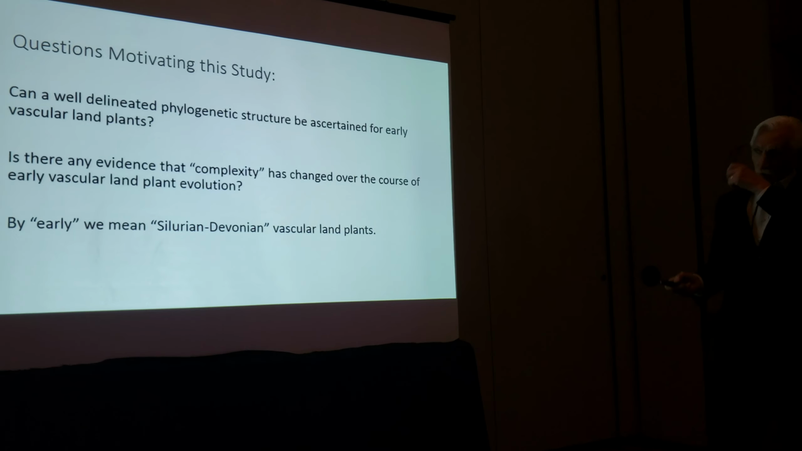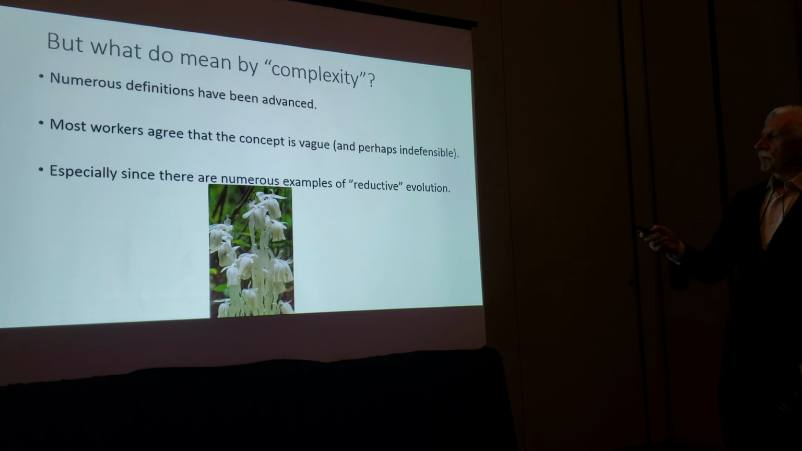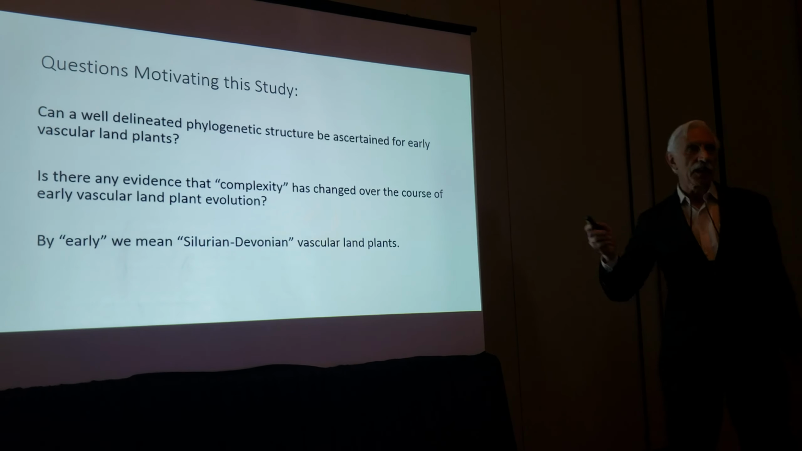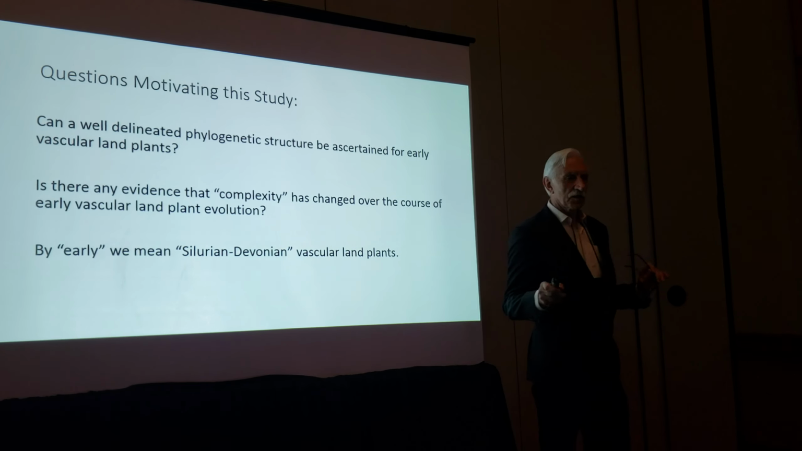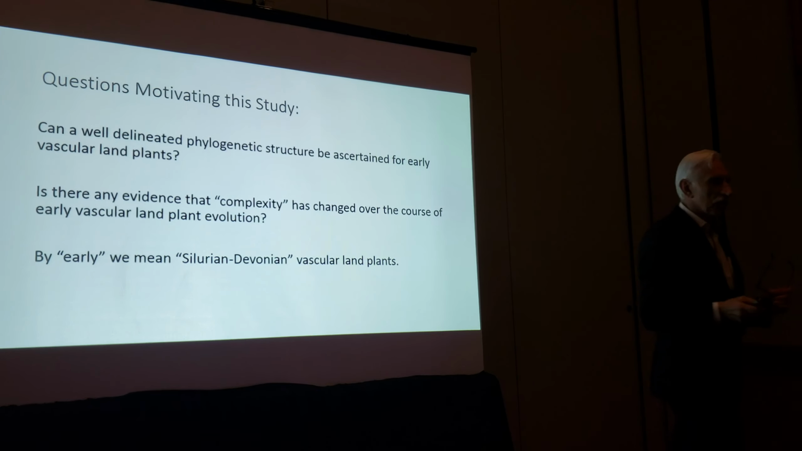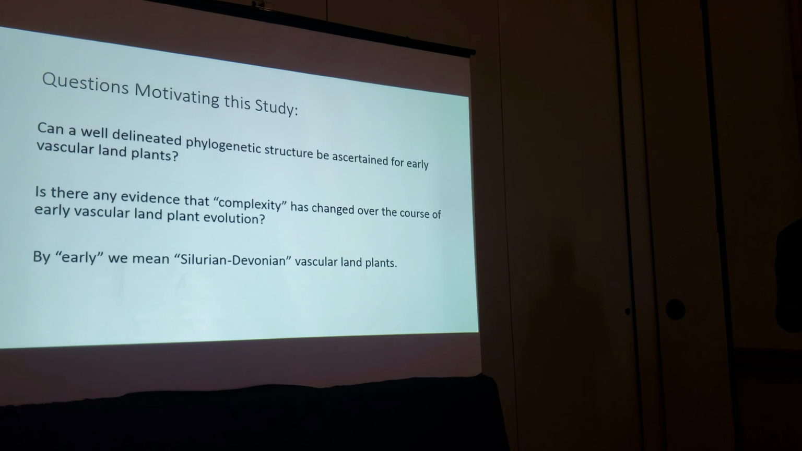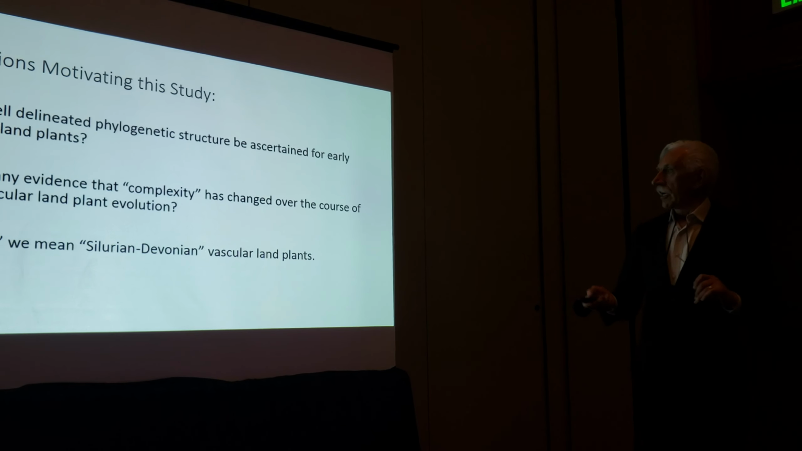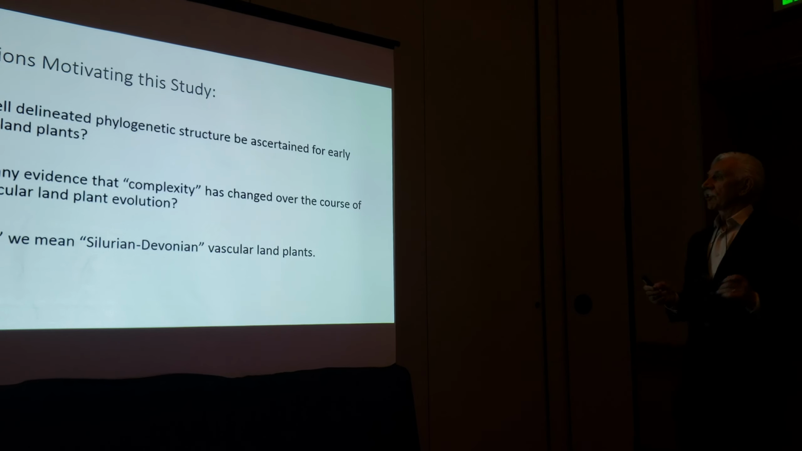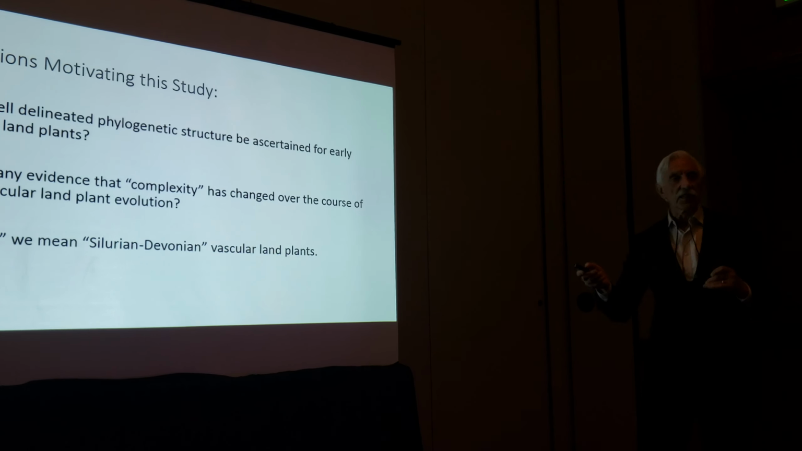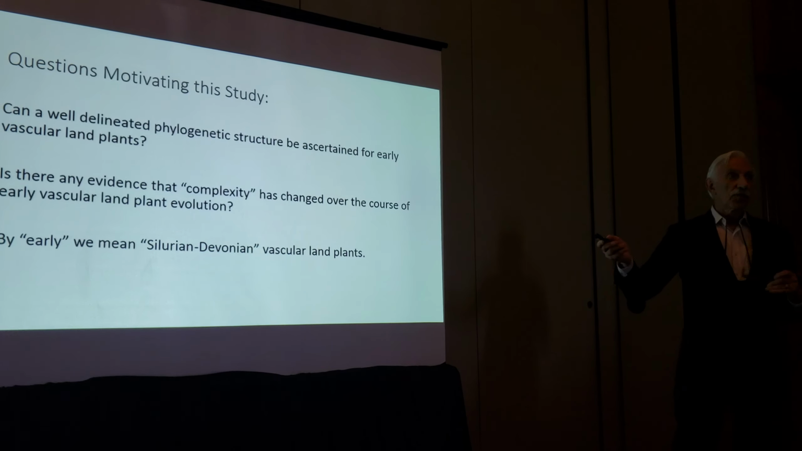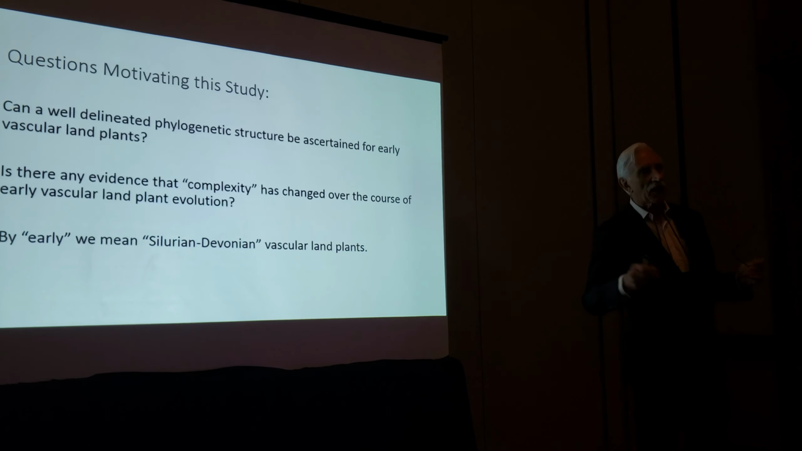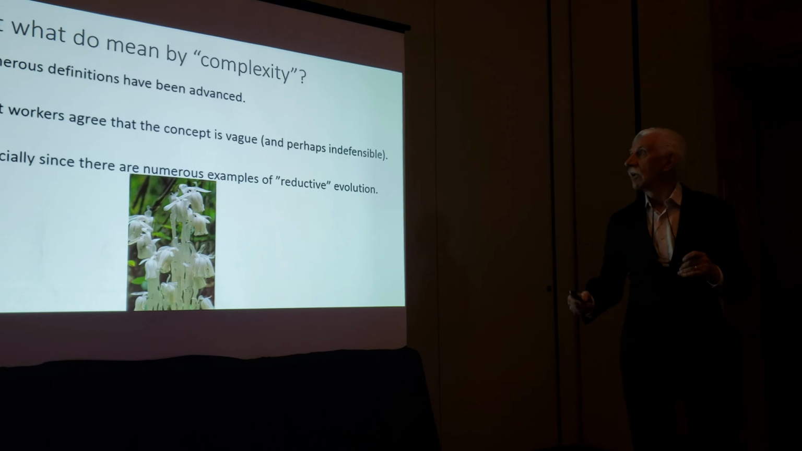So, what are the questions motivating our study? Can we detect, can a well-delineated phylogenetic structure be ascertained for early vascular land plants? I don't mean to offend anyone in this, because there's been a lot of really excellent people working on phylogenies in early land plants. But we took a slightly different approach, as I'll talk about in a minute. Is there any evidence that complexity has changed over the course of early vascular plant evolution? That's sort of the heart of it. We have to define complexity. I'll get to that in a minute. And by early, I mean Silurian, Devonian, but we have a few exceptions there as well.